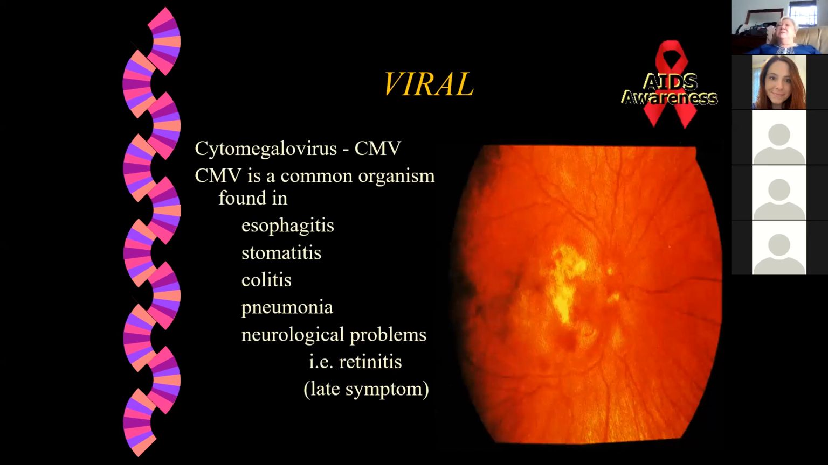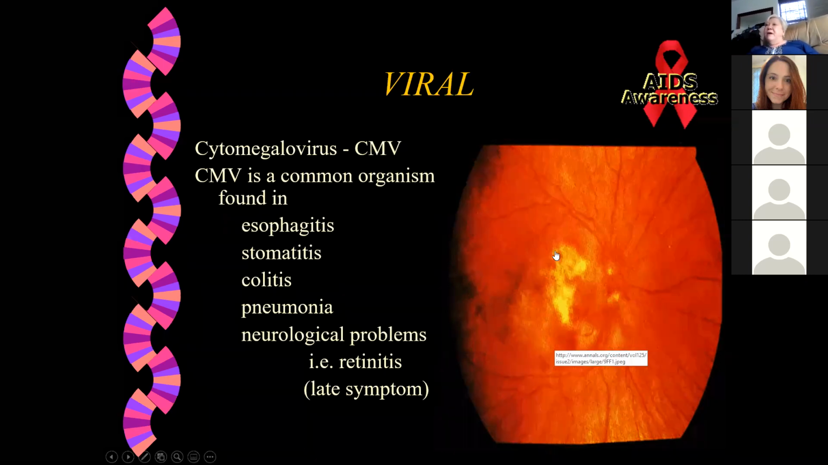Viral infections, probably the most common is cytomegalovirus, which is CMV. You can get it anywhere: esophagus, stomatitis, colitis, pneumonias, anywhere. One of the most common that we see is CMV retinitis. When they look in the retina, your retina should be nice and round. You can see this retina is not round. It has all these little splotches in it. These patients are going to have decreased vision, and they're going to have problems with going blind before they die.